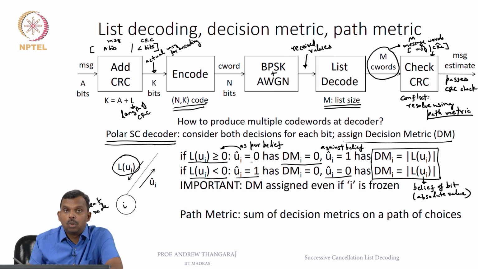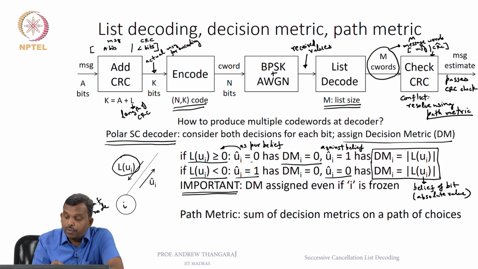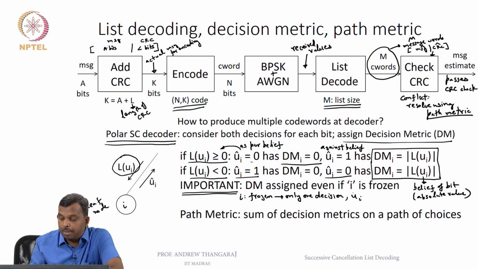Okay. So, the critical thing to realize is, this is an important fact when you do this decision metrics. So, supposing i is frozen. So, this is what you do if i is not frozen. If i is frozen, what do you do? You always decide. So, you do not make two decisions when i is frozen. Okay. So, only one decision, ui cap is equal to 0. Okay. But, even when i is frozen, you have an L of ui. Okay, remember that even if i is frozen, you have an L of ui.